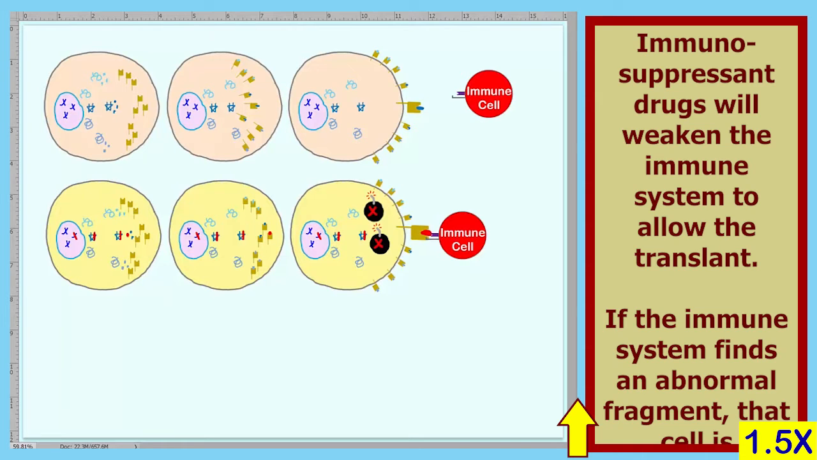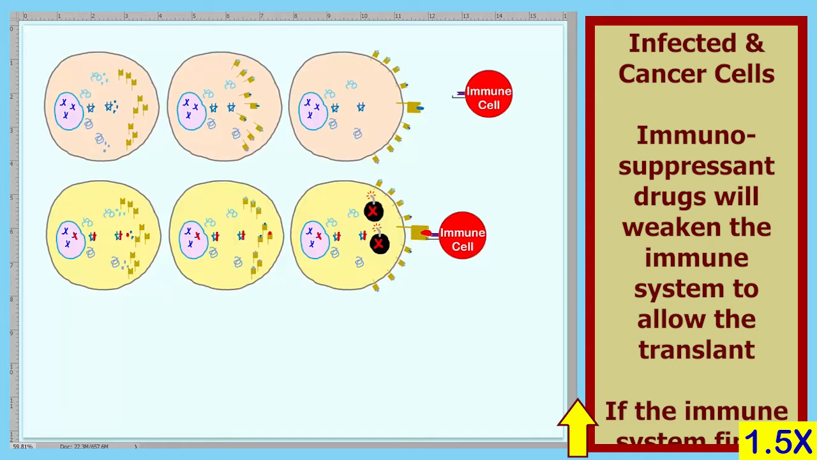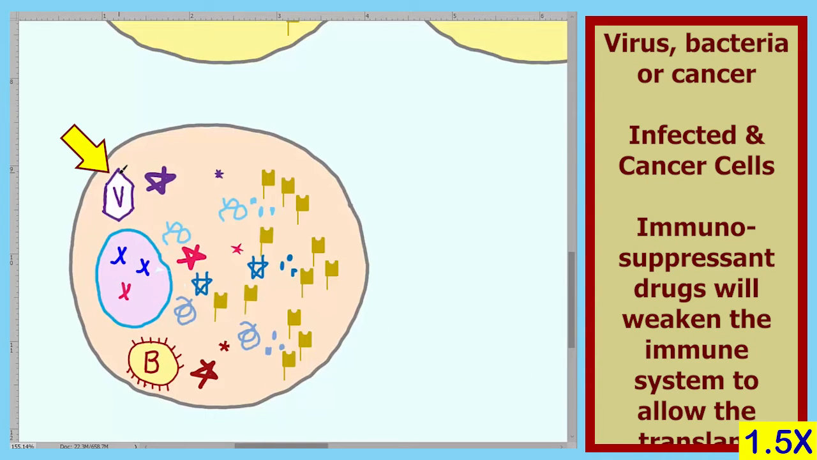Let's next see what happens with infected cells and cancer cells. Because I don't have a lot of room, I will represent all these situations in the same cell. Just remember that they do occur separately. The cell here represents our infected cell. Here we have a cell that has been infected with a virus, or that has been infected with bacteria, or that is mutated to become a cancer cell.